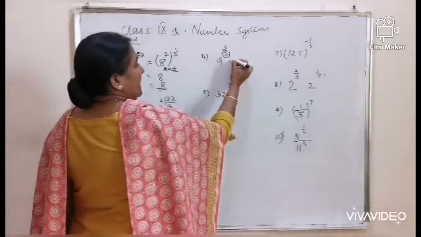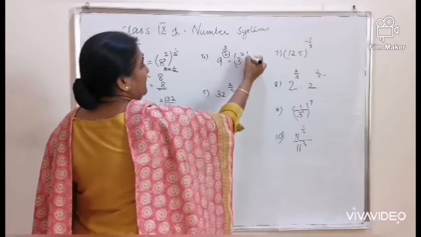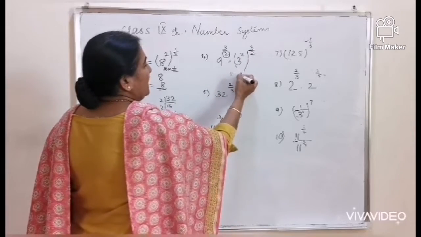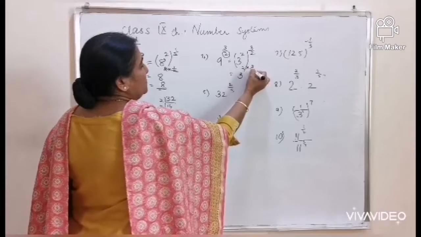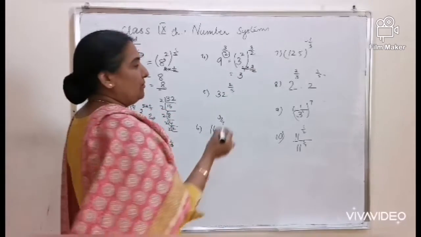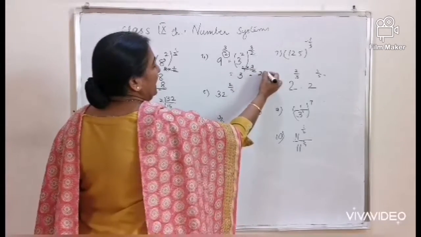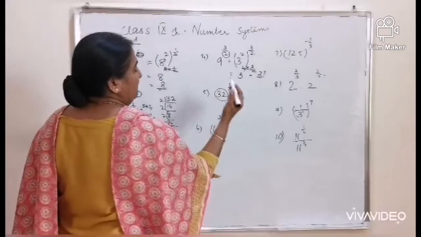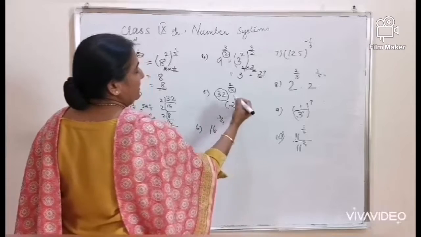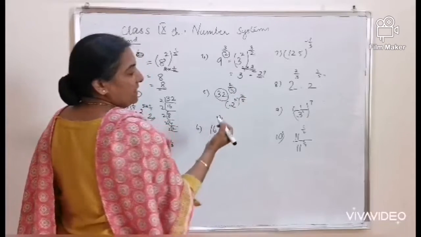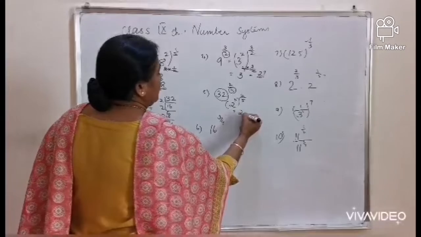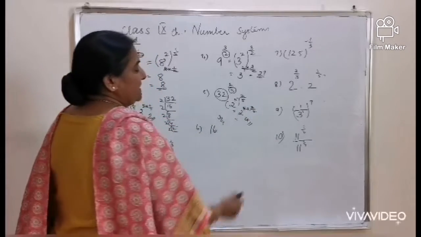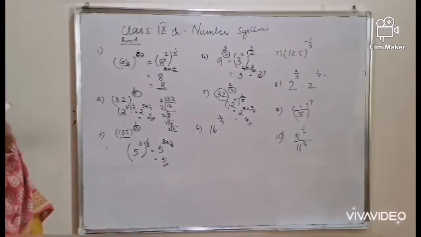Express 9, 9 can be written as 3 square to the power of 3 by 2, 3 into the power of 2 into 3 by 2, 3 cubed, which is equal to 27. 32 again with the power 2 to the power of 5 to the power of 2 by 5, which is the same as 2 to the power of 5 into 2 by 5. 2 square is 4.